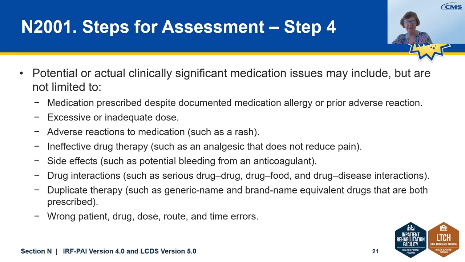Potential or actual clinically significant medication issues may include, but are not limited to, medication prescribed despite documented medication allergy or prior adverse reaction, excessive or inadequate dose, adverse reactions to medication, such as a rash, ineffective drug therapy, such as an analgesic that does not reduce pain, side effects, such as potential bleeding from an anticoagulant, drug interactions, such as serious drug-to-drug, drug-to-food, or drug-to-disease interactions, duplicate therapy, such as generic name and brand name equivalent drugs that are both prescribed, wrong patient, drug, dose, route, and time errors.